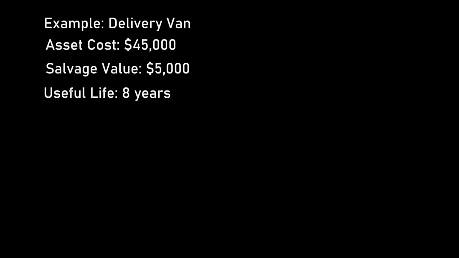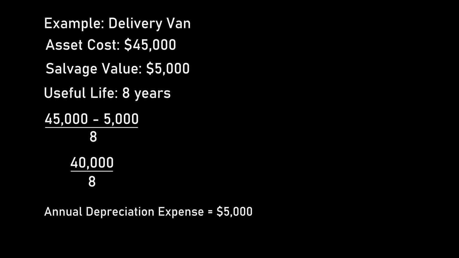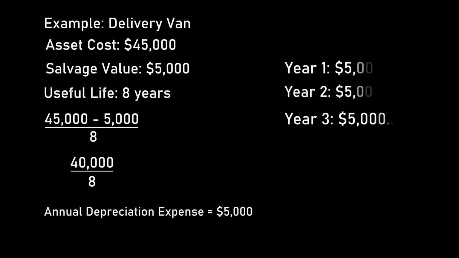First, we find the depreciable base by subtracting the $5,000 salvage value from the $45,000 cost. This means the van will lose $40,000 of value over its lifetime. Now, we divide that $40,000 by the 8 years of service. 40,000 divided by 8 equals 5,000. So the annual depreciation expense for this van is $5,000 per year. Notice how the amount stays exactly the same every year. That's why we call it straight line depreciation.